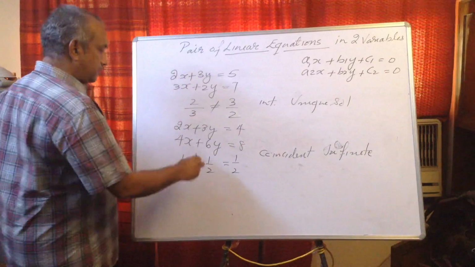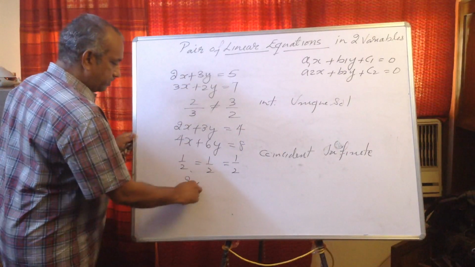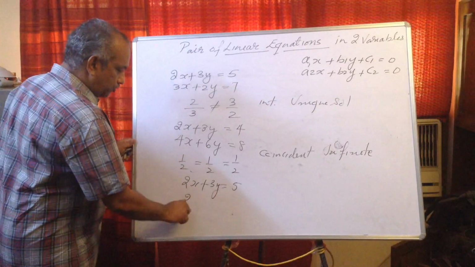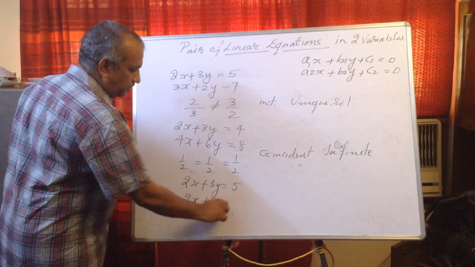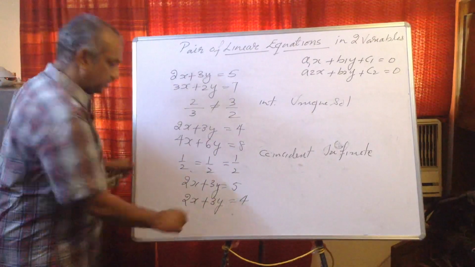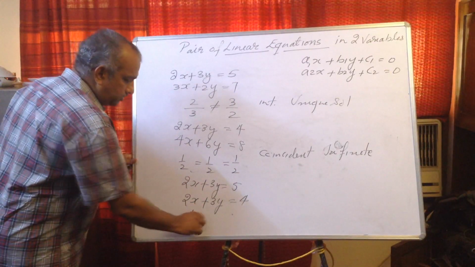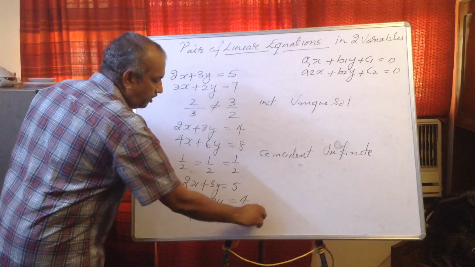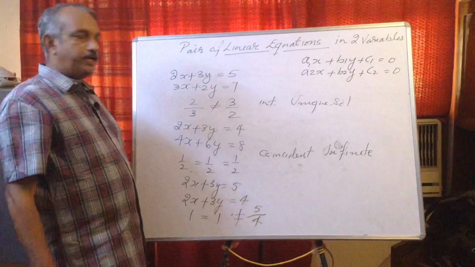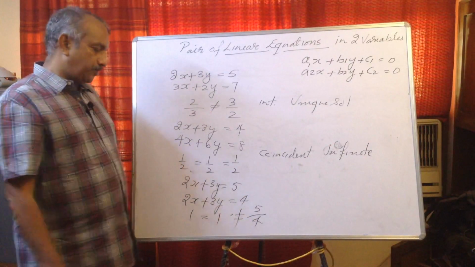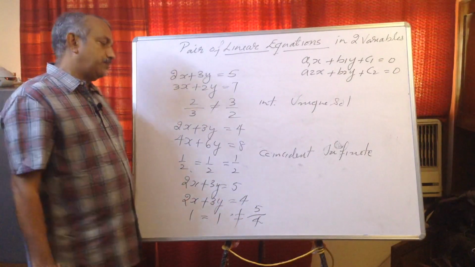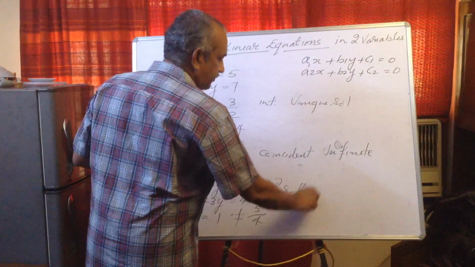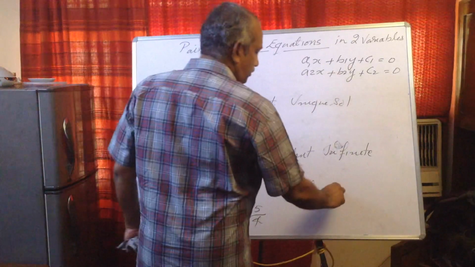Now last case, say 2x plus 3y is equal to 5 and 2x plus 3y is equal to 4. Now this is 1 is equal to 1 not equal to 5 upon 4. So a1 upon a2 equal to b1 upon b2 not equal to c1 upon c2. Then in this case the graph will be parallel and there will be no solution.